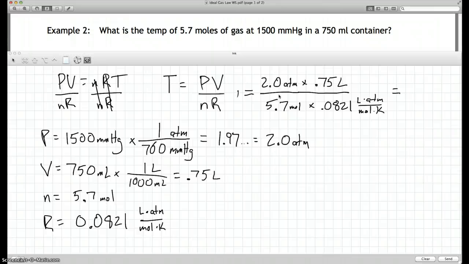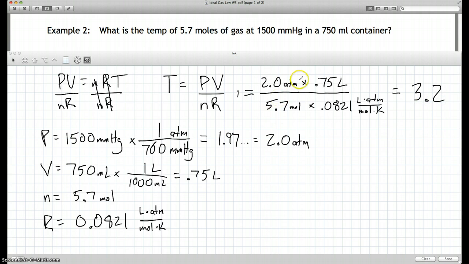2.0 times 0.75 is 1.5. So 1.5 divided by, well, let's do this, 5.7 times 0.0821. I get that answer, and then top answer divided by bottom answer. So 1.5 divided by 0.46797 gives me 3.20 blah blah blah. I want 2 sig figs, because I got 2 sig figs there, 2 sig figs there, 2 sig figs there.